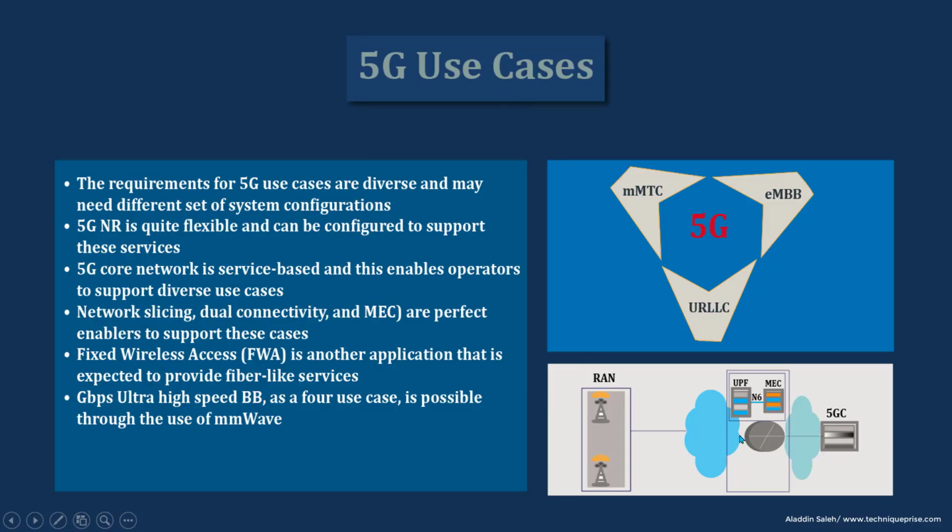5G use cases. The requirements for these three use cases are diverse and may need different sets of system configuration. 5G New Radio is quite flexible and can be configured to support these services. 5G Core Network is service-based, and such architecture enables operators to support diverse use cases. Network slicing, dual connectivity, and multi-access edge computing are perfect enablers to support these cases. 5G is also expected to play a role in fixed wireless access, FWA, to provide fiber-like services and penetrate the fixed line services. Gigabits per second, ultra-high-speed broadband, as a use case, is possible through the use of millimeter wave, SDN, NFV, and MEC.